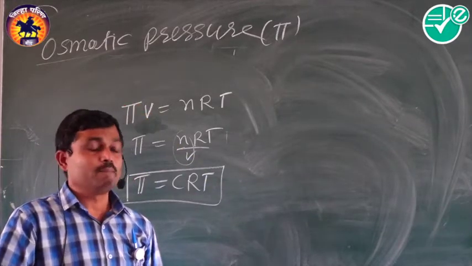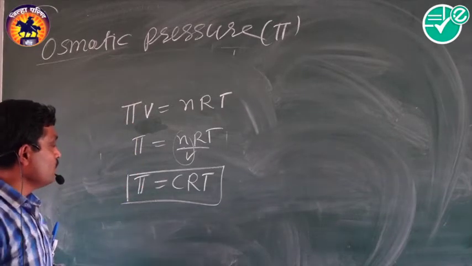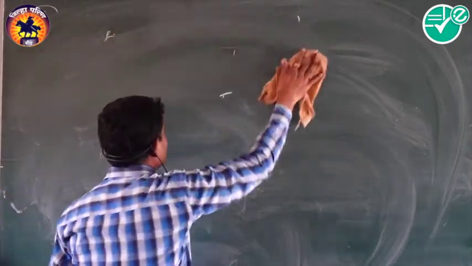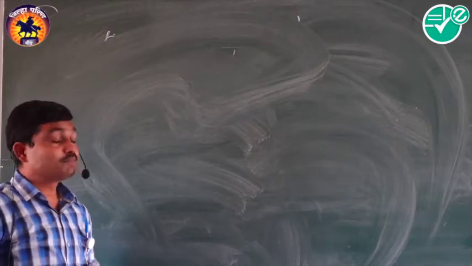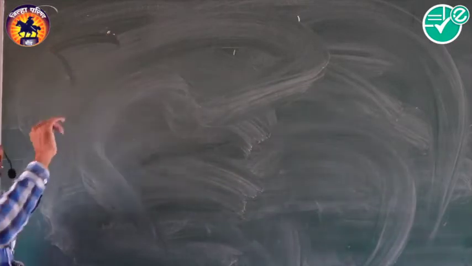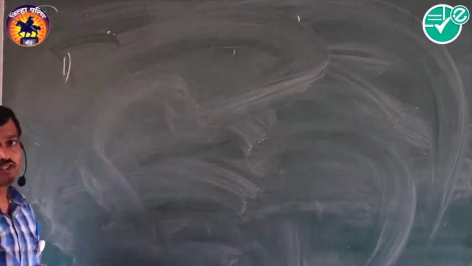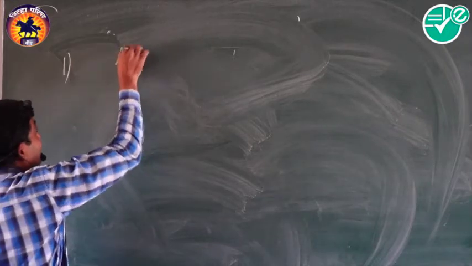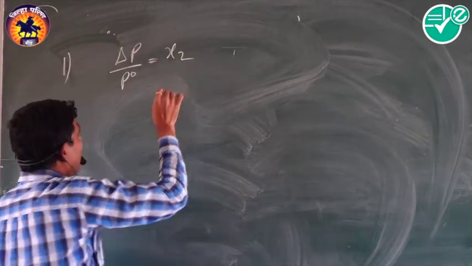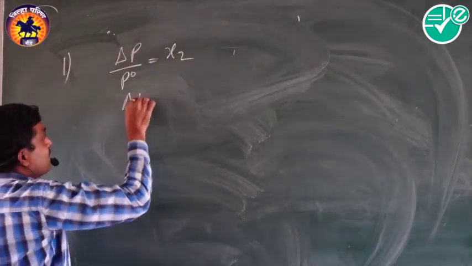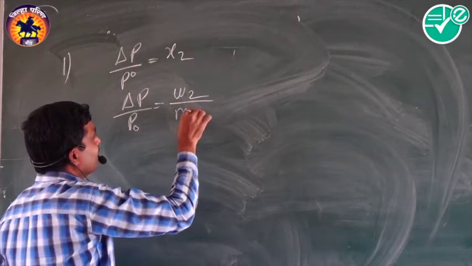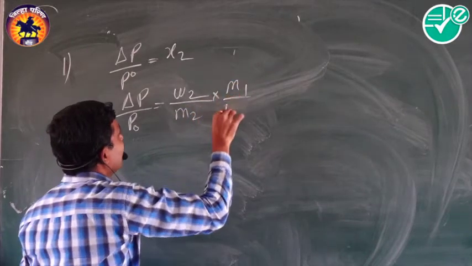So in this way, the equations which are to be used in numericals are based upon colligative properties. Look here: we discussed the first colligative property, the lowering of vapor pressure, and the equation used for that is delta P divided by P naught is equal to X2. Another equation which can be used is delta P divided by P naught is equal to W2 divided by M2 into M1 divided by W1.